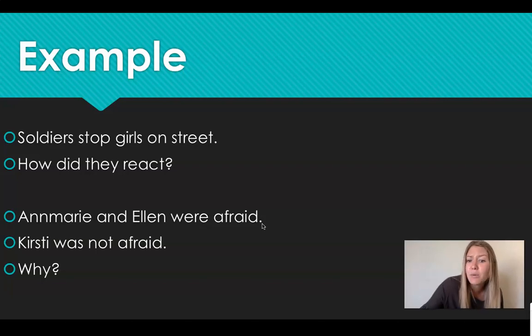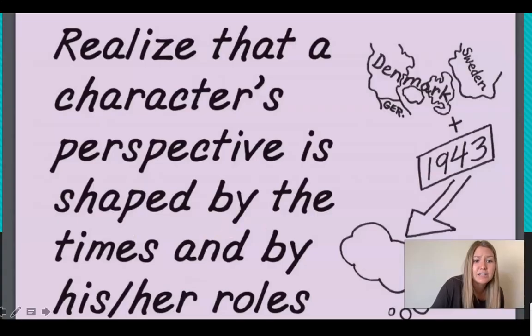When we think about why, we go back to that sticky note about the times and his or her roles. First off, the times. The girls in this period of time were afraid of those soldiers because of the invasion of Germany that was going on. If we saw soldiers on the street today, we might not have the same fear that they did, because back in that time, there was a war going on, and they knew that those soldiers were not safe people.